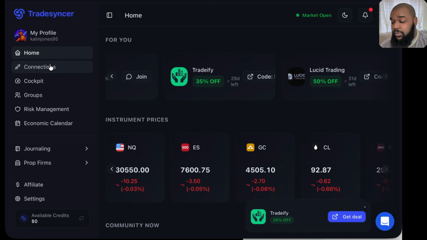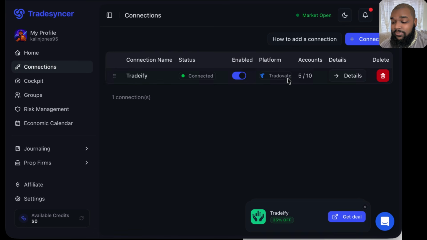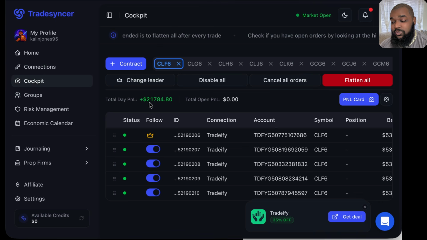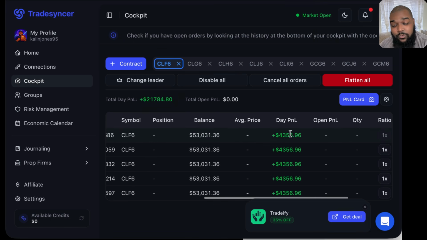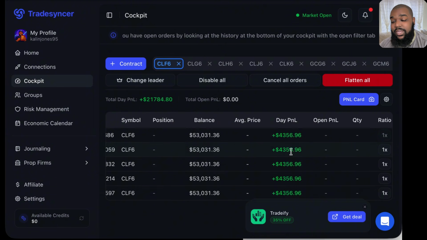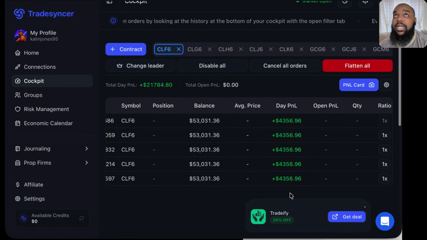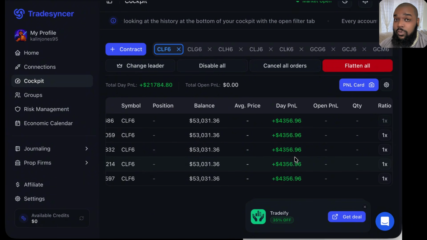And what you can do is you can connect the prop firm and you'll have one master account. So I made $21,000 yesterday. And with this, you can actually have one master account where you make $4,000, but it copy trades on all the other accounts. It is really cool that we're able to do that and copy trade.